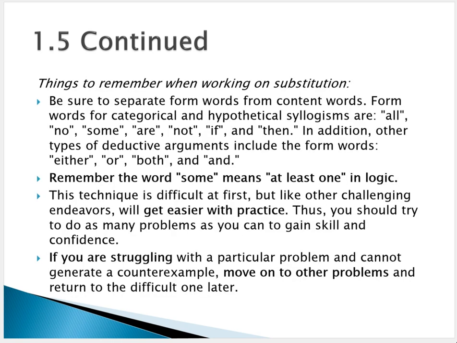All right, things to remember when you're working on this substitution where you're taking out the words. Words like all, no, some, are, not, if, then. These are all important words. Other words that are important are either, or, both, and. These little words are important. The big phrases with the nouns and the adjectives are what we're going to be replacing with the letters. Remember the word some means at least one. Very important. I have to tell my statistics class this too. Remember, some means at least one, and the opposite of at least one is none. These are things I constantly have to tell my statistics class.